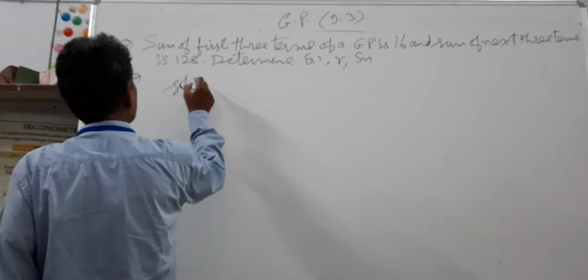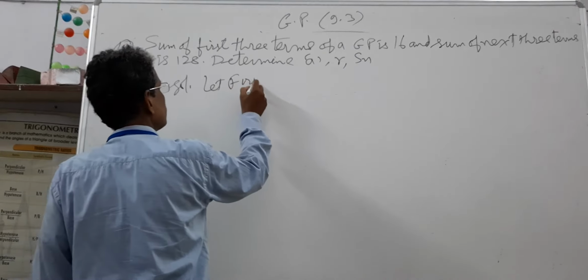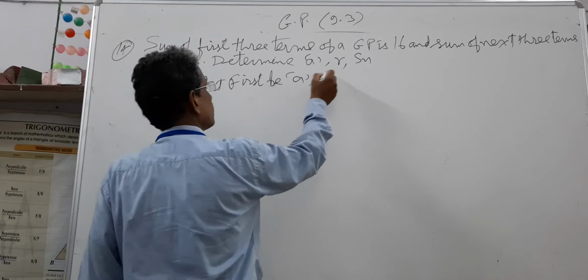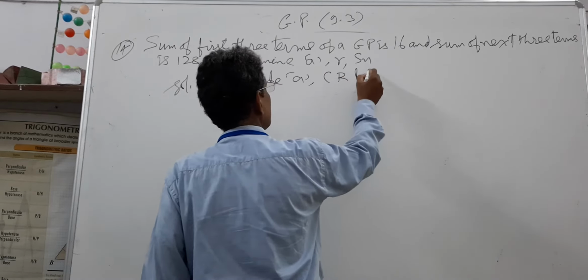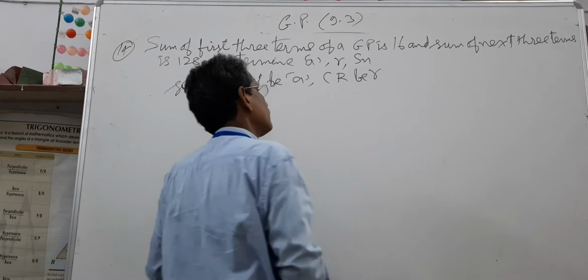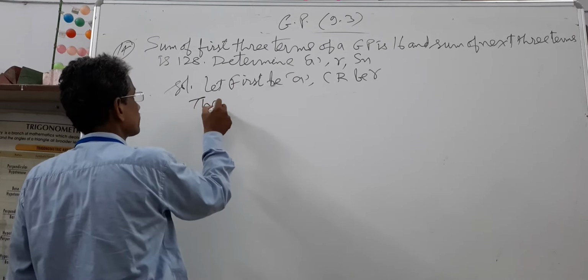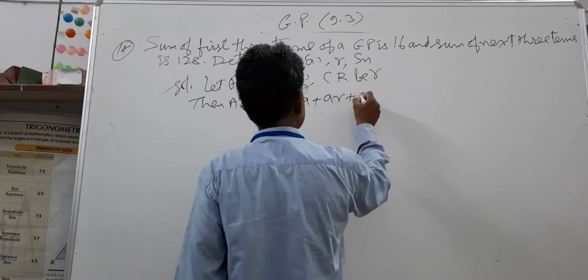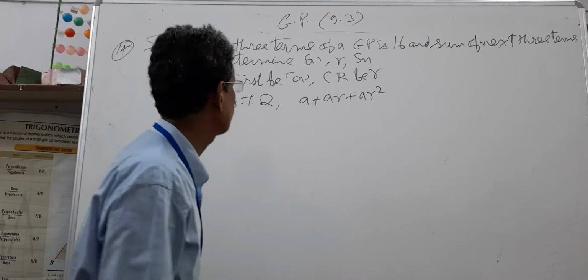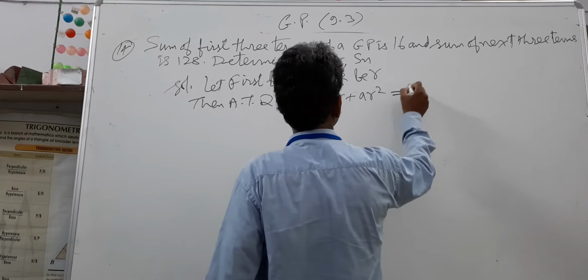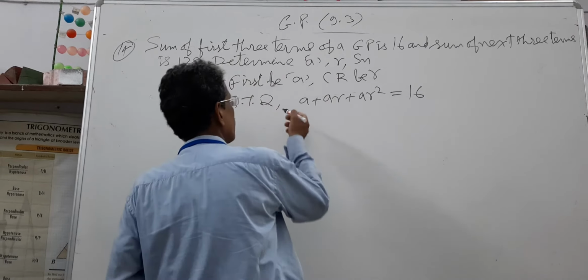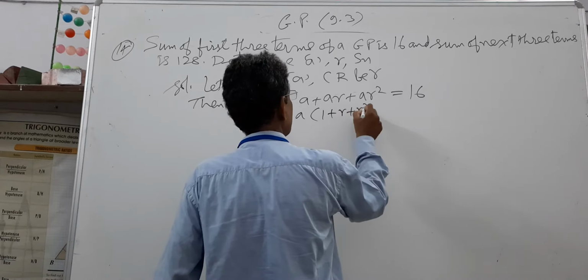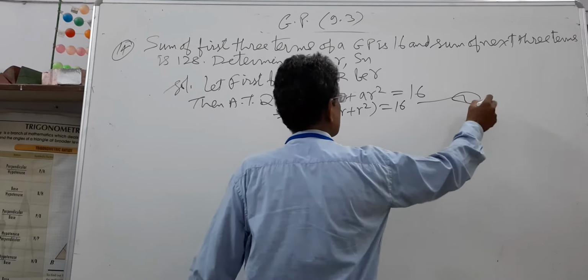Solution: let the first term be a and the common ratio be r. Then according to the question, a plus ar plus ar square, the sum of the first three terms, is equal to 16. This implies a becomes common: a(1 plus r plus r square) is equal to 16, equation 1.